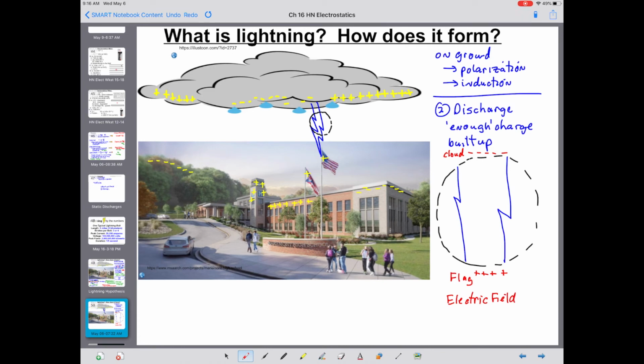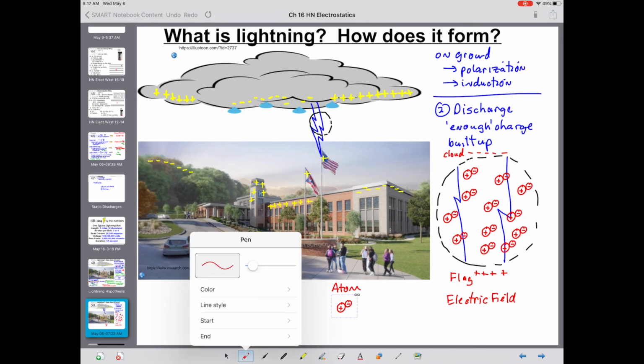And so atoms that are inside, so I'm going to draw an atom. Very simplistically, it has a nucleus, which is positive. It has electrons, which are negative. That's an atom. I'm going to put atoms all over the place here in our lightning bolt and our region around there. Realistically, they would be in all kinds of different orientations, but you get the general idea.